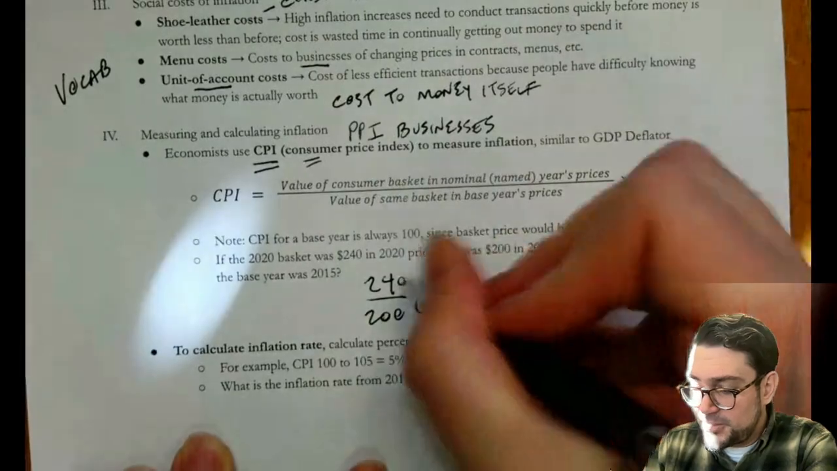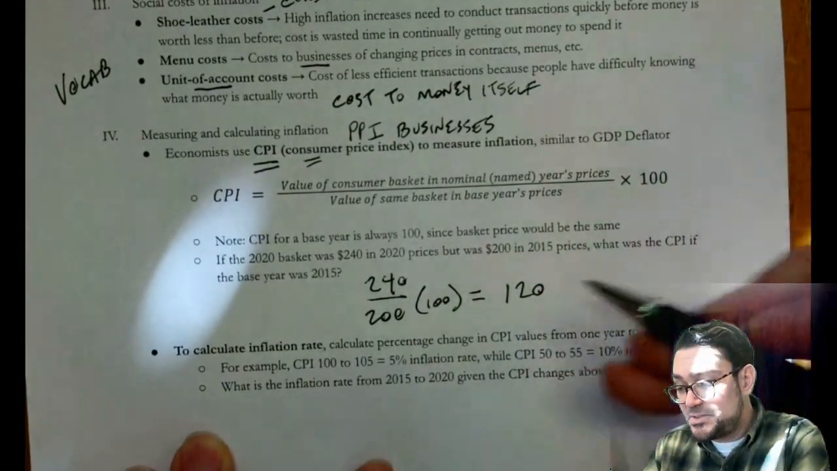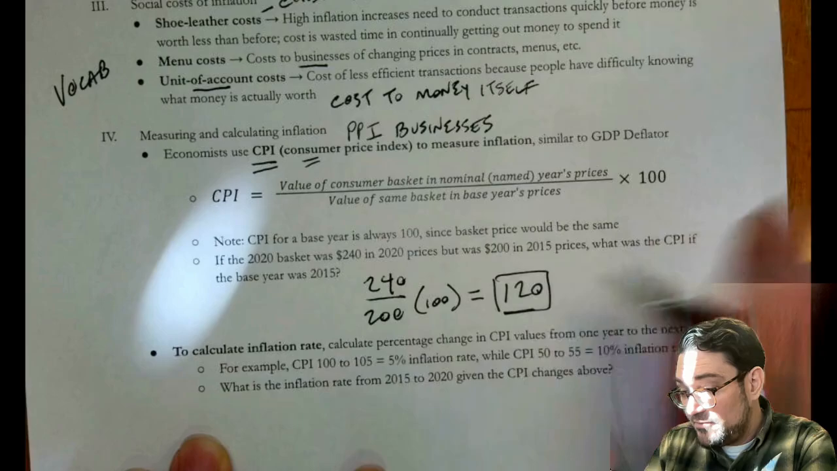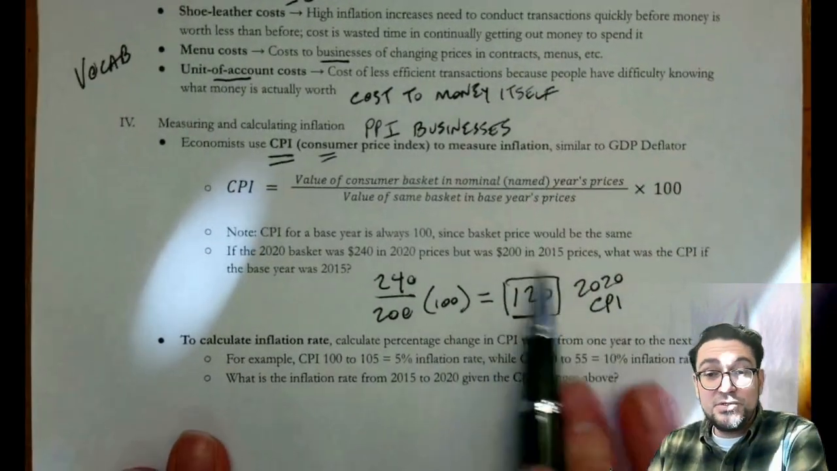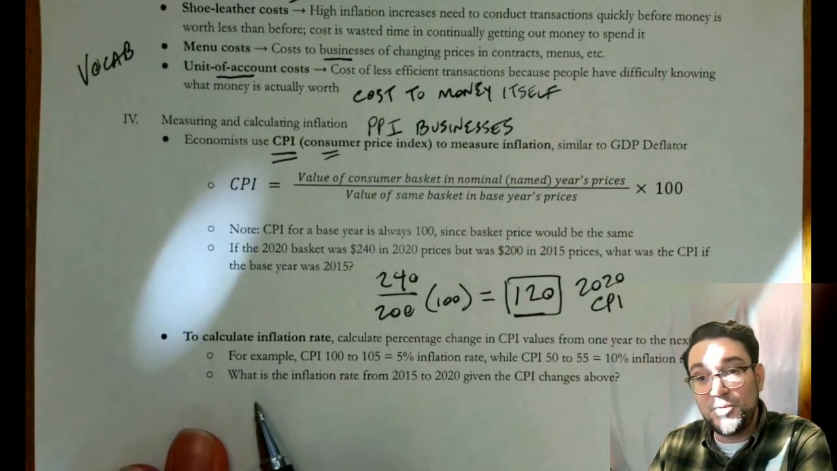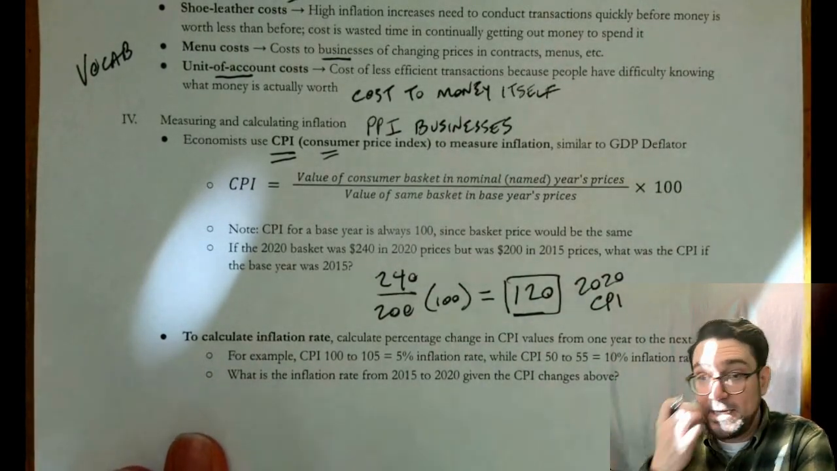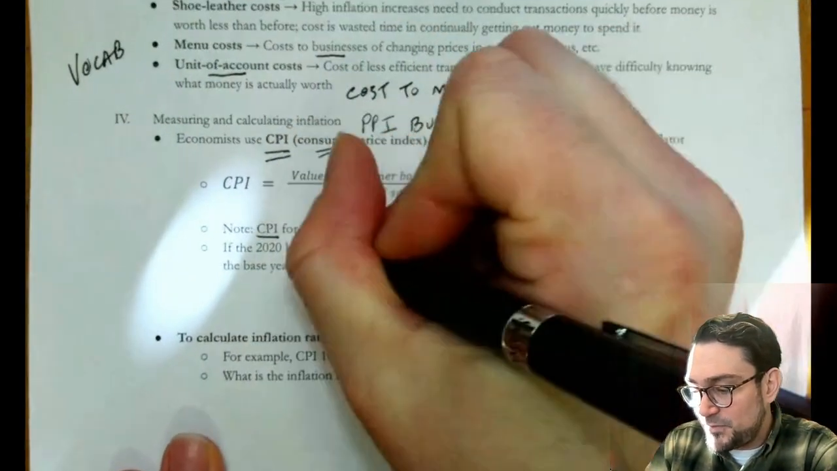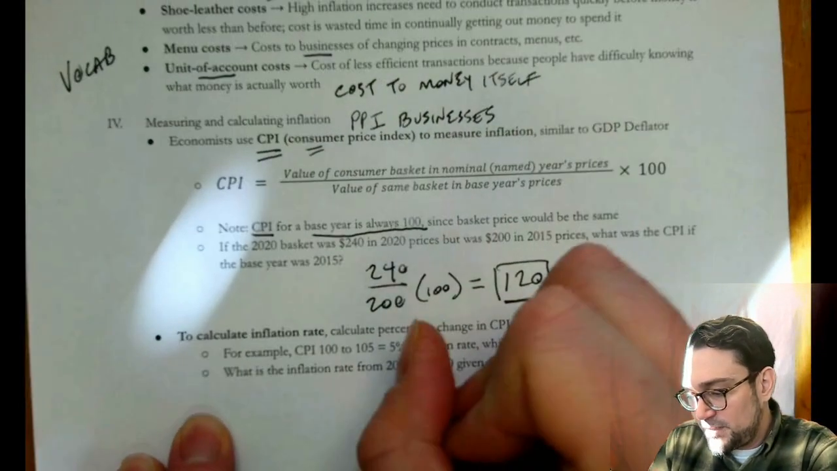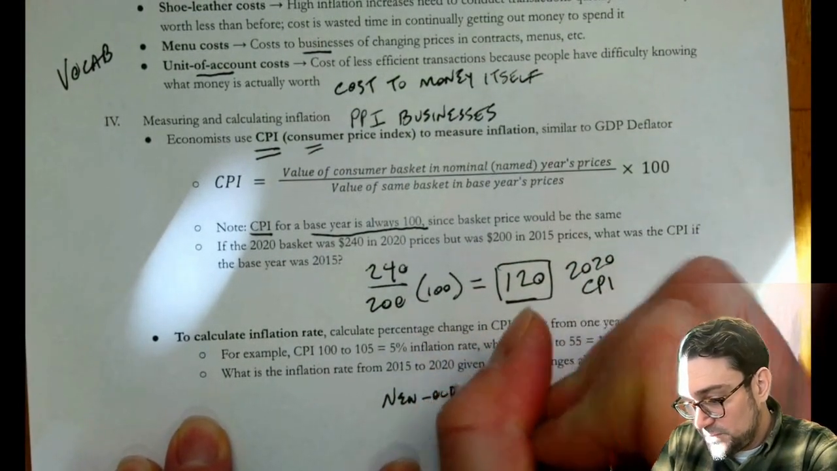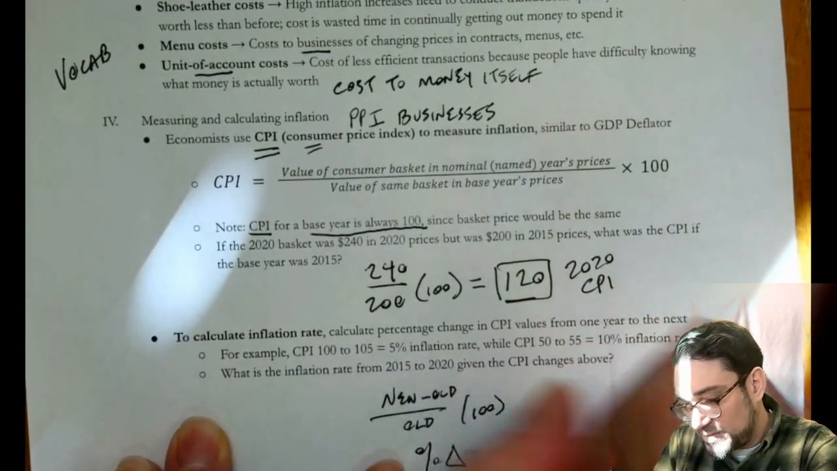And this would be 120 over 100, right? So it's equal to 120. This tells us that the CPI for 2020 is 120, and we can use that to calculate an inflation rate. For example, the inflation rate from 2015 to 2020, given the CPI, is 20%. That's again because a CPI for a base year, just like with GDP deflator, is set to 100. So when we're going new minus old over old times 100, that's just percent change, right? We've been doing this all year.